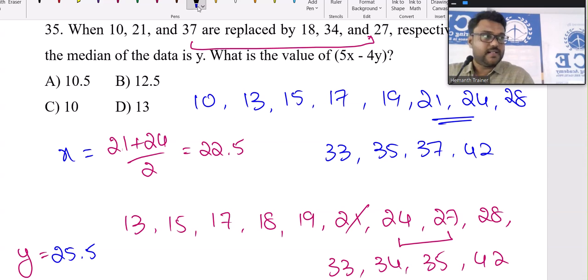Is this y correct? In fact, I can also shift one number less or above. One thing: 10 and 21 are less than the median values, and I'm shifting to 18, 34, 27. You can see that range, below and above, how it is shifted. How many steps we can go left or right like that.